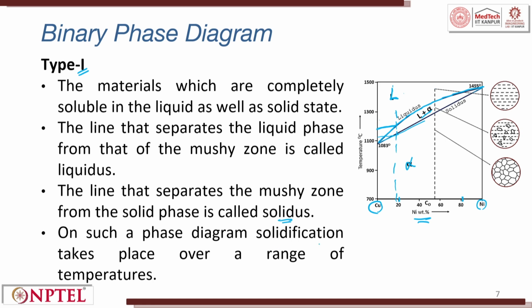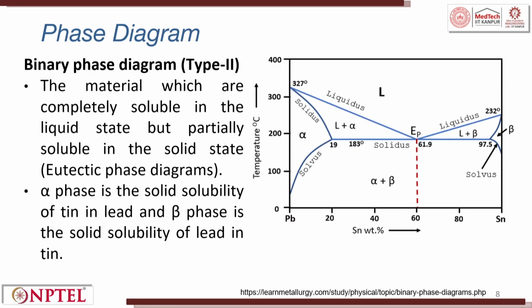On such a phase diagram, solidification takes place over a range of temperature. This is what I said: solidification takes place over a range, because in a pure metal it will be a straight line, one point, but here it will be a range. So, when we take a binary phase diagram type 2, you can see this is the liquidus line, and this is the solidus line.